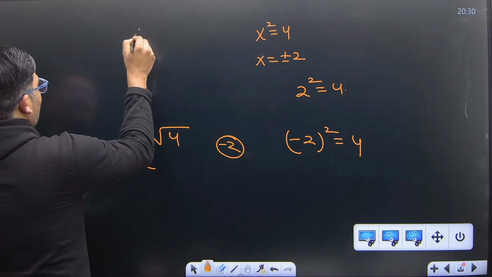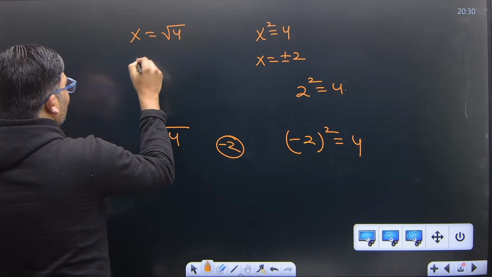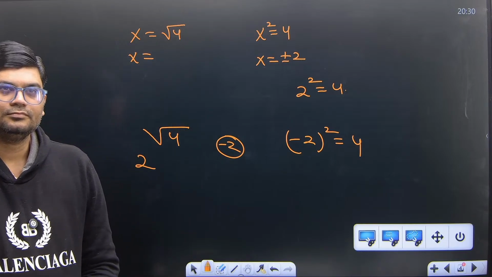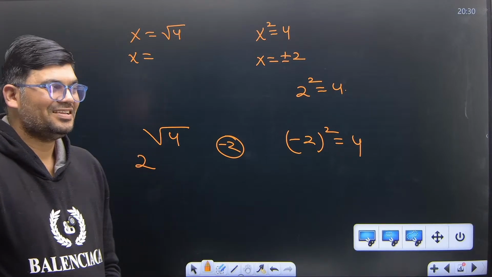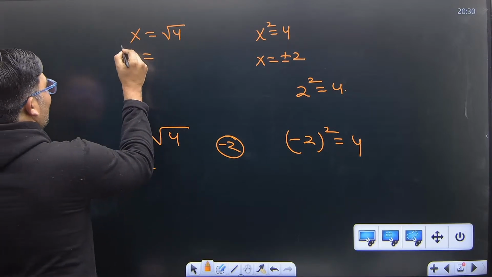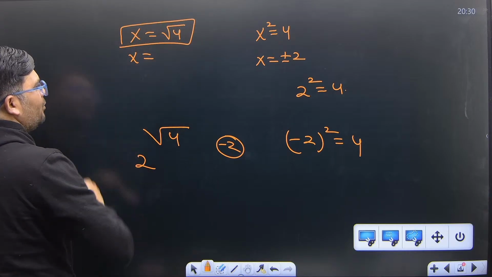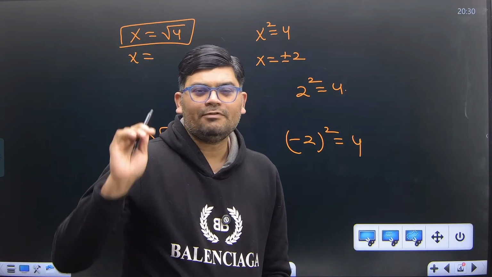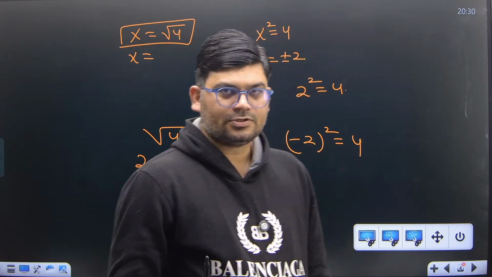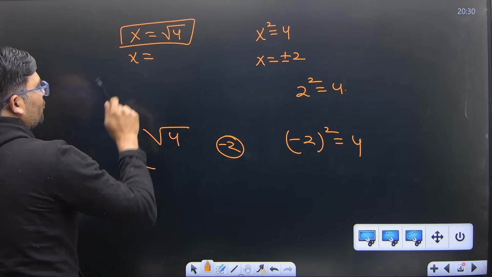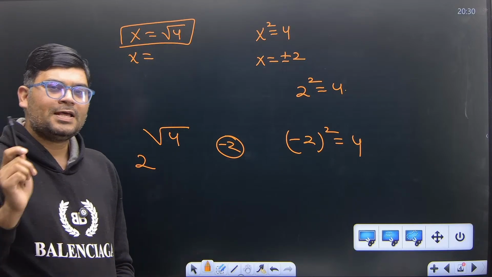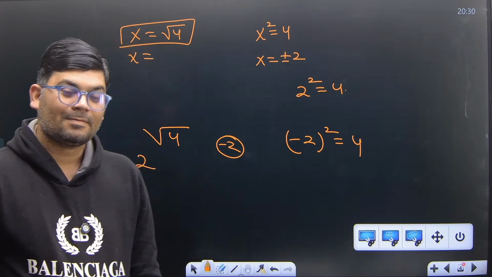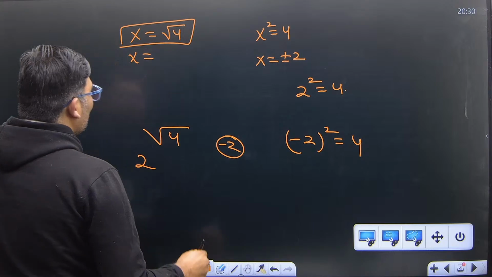But if I ask you x is equal to under root of 4, what can be the values of x? Tell me. 2 or minus 2. No. I am asking, if x is equal to under root 4, what is the possible value of x? If I am solving x square is equal to 4, then surely we will get two values of x, which is plus 2 and minus 2. But if I ask you x is equal to under root 4, will I get plus 2 and minus 2 or only plus 2? I will get only plus 2.